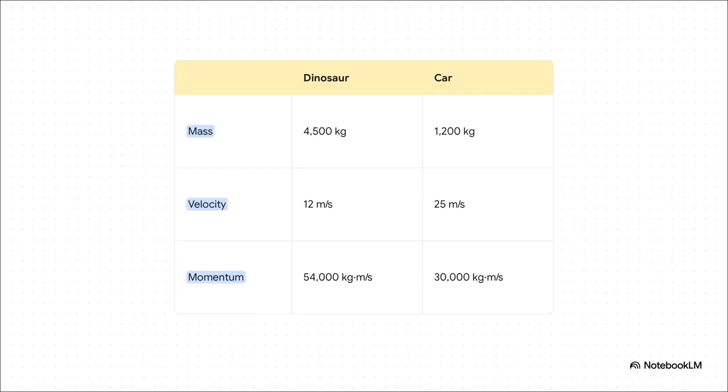Now, what's really cool about this comparison is how it shows that both mass and velocity are key players. You've got this massive dinosaur, moving at a pretty slow speed, but its momentum is huge, 54,000. Then you have a much lighter car, but it's moving way faster, and it still has a really significant momentum. It's the combination of the two that really packs a punch.